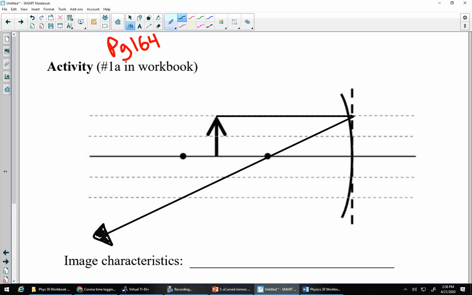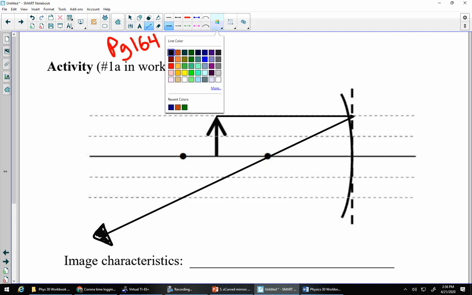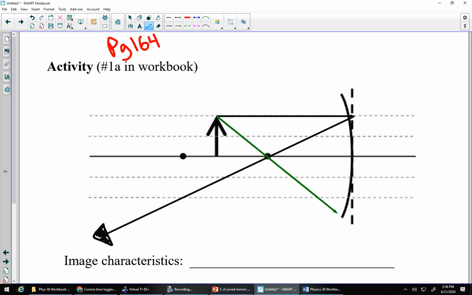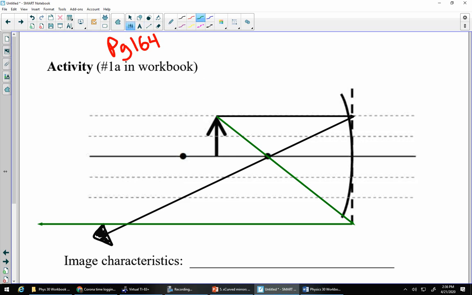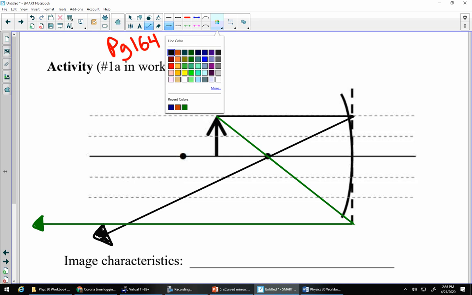Let's pick a different color. So let's go to a green one. That ought to work. My next one that I usually like to draw is through the focal point. If it goes through the focal point, once it hits the mirror, it comes back parallel. Cool. So I've already got where two of them are coming back together. So that's nice. I just need where that third one is. The third one's kind of the most annoying one to draw, typically through the center. So let me just pick. I think that's red. I'm sorry if it's not.